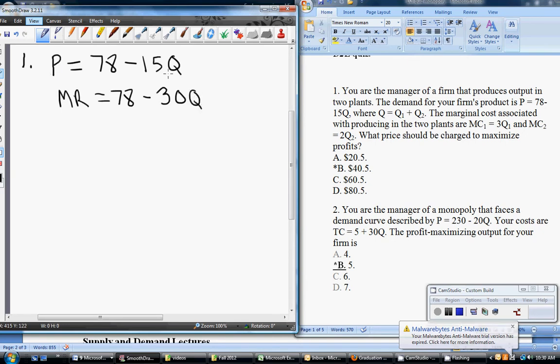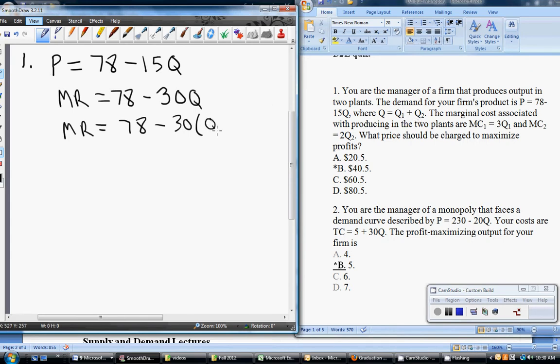Recognizing that marginal revenue has twice the slope of the inverse demand, marginal revenue simplifies to this. Because we can produce output in two plants, I am going to substitute out capital Q for Q subscript 1 plus Q subscript 2. I will simplify that. And then I'm going to set this marginal revenue equal to marginal cost.